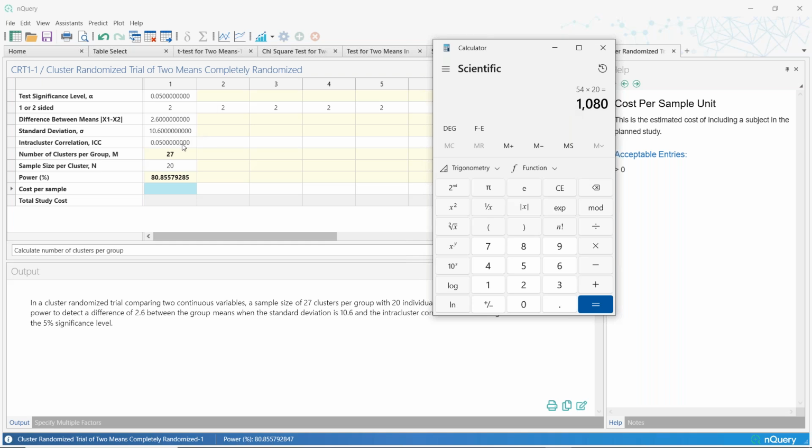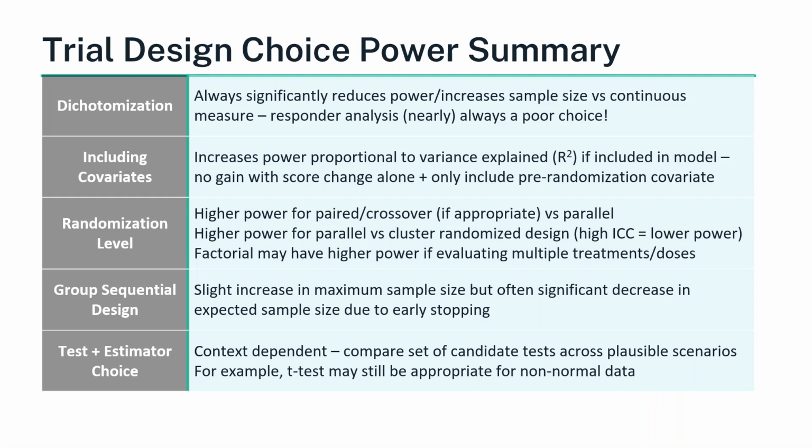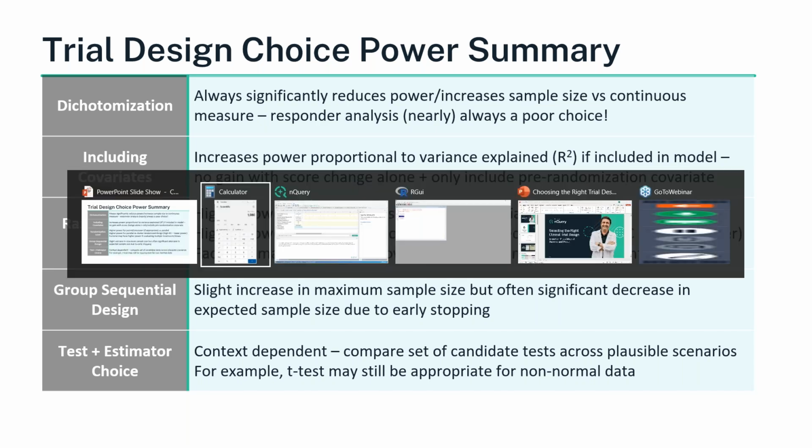But effectively, what you have here is a situation where a cluster randomized trial would be much less efficient on average than a parallel trial. So if you're going to do a cluster randomized trial, be aware of that trade-off and why you may not want to do one. If you could randomize between each center, my recommendation would usually be to do so, because you will have much better performance, much better power. And then we have group sequential design.